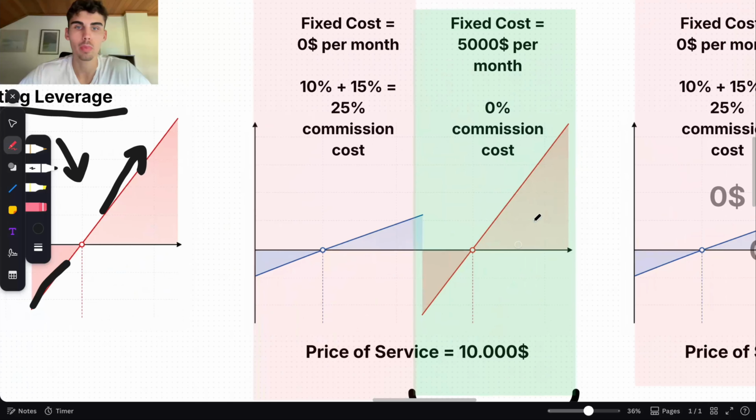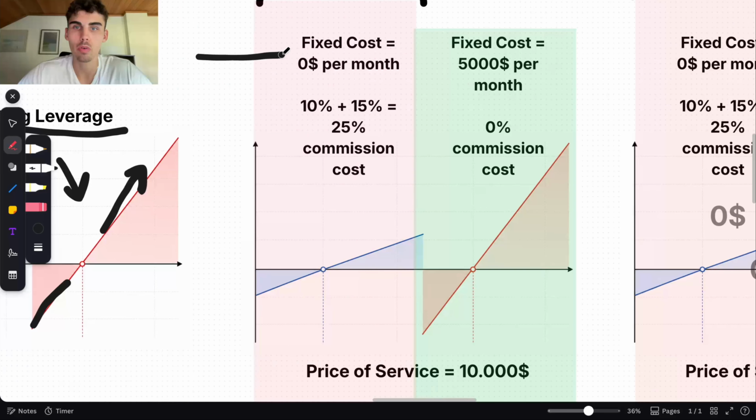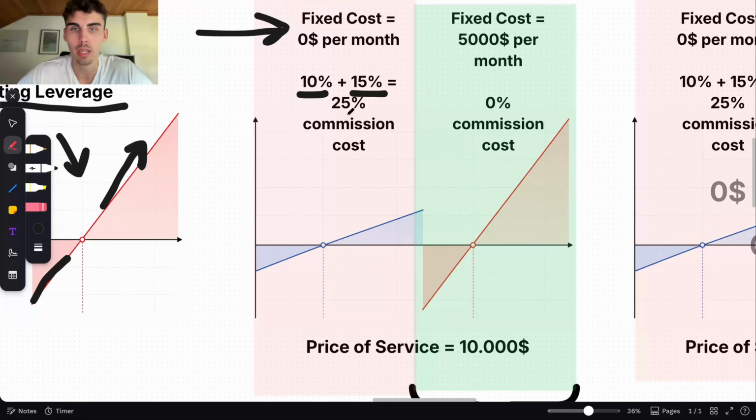Right here, we're going to have two online coaching businesses, and this one is going to have $0 of fixed cost per month, but a 25% commission cost. So let's say you have a seller that takes 10% of each sale that comes through, and then 15% for closers. So your closer takes 15%. Altogether, you have a 25% commission cost.